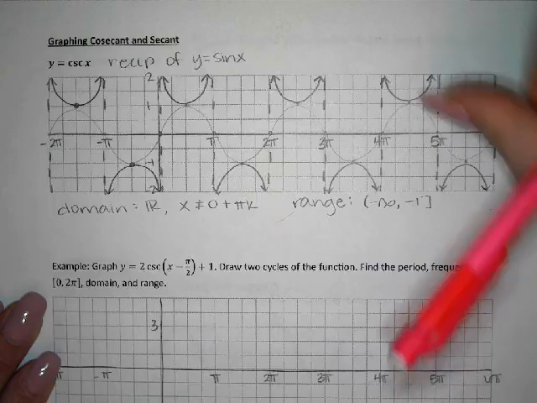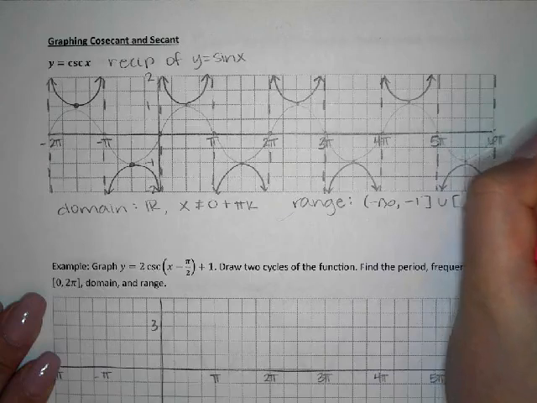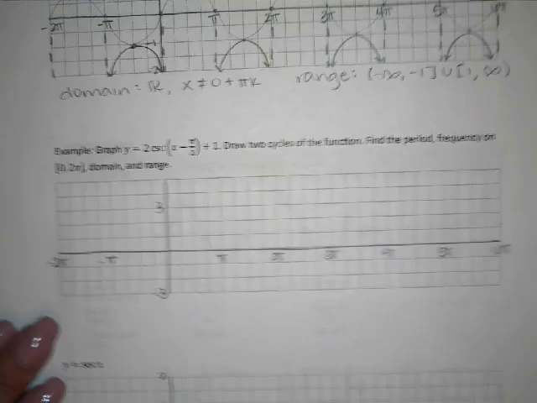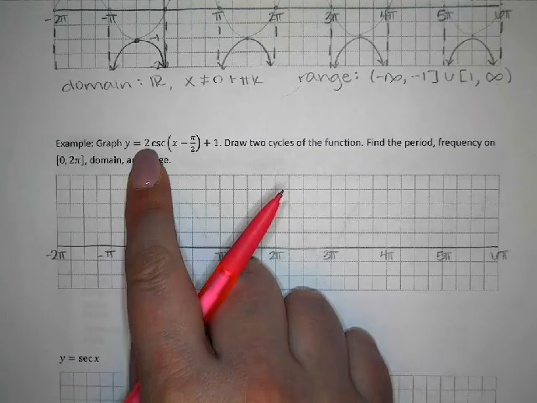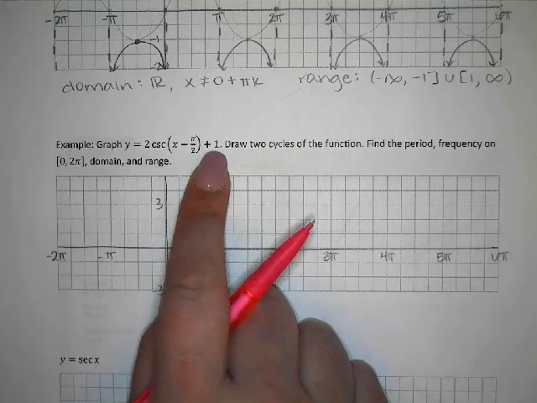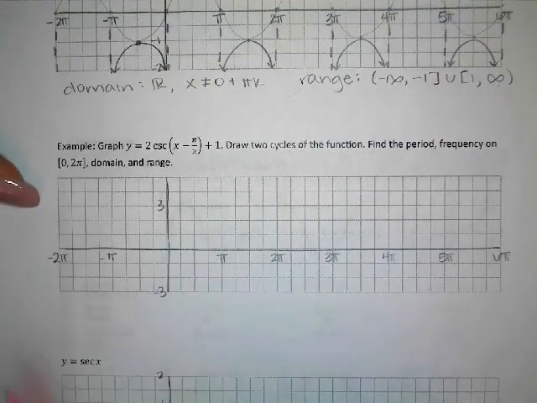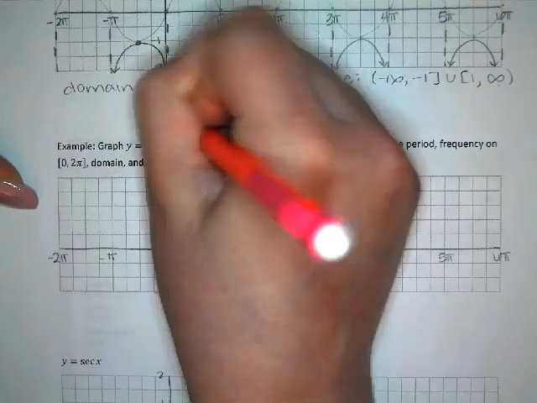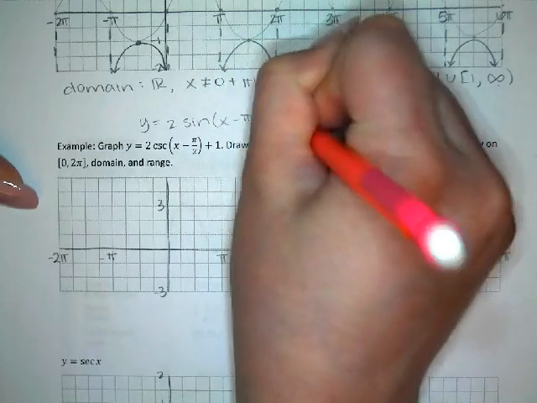Let's try another cosecant. So this one has a vertical stretch of 2, it's been shifted to the right pi halves and shifted up 1. So what we're going to do first is we're going to ignore the cosecant graph. We're going to draw the sine curve. So we're going to draw y equals 2 sine of x minus pi halves plus 1. We're going to graph this really lightly. And then once we're done graphing that, then we can go through and put the vertical asymptotes in and put the bowls in. And then the bowls and the vertical asymptotes are the cosecant graph. Okay, it's the easiest way to do it.